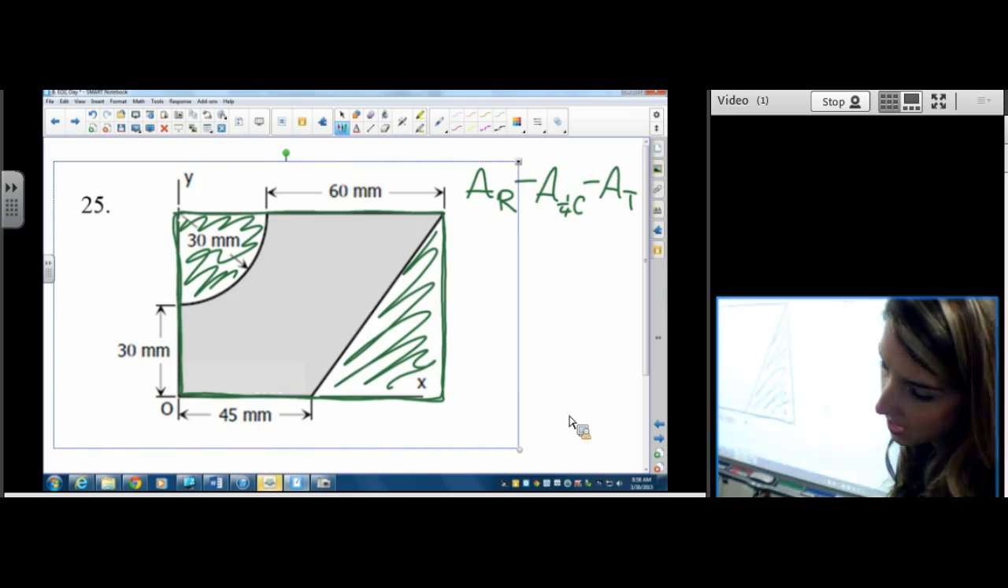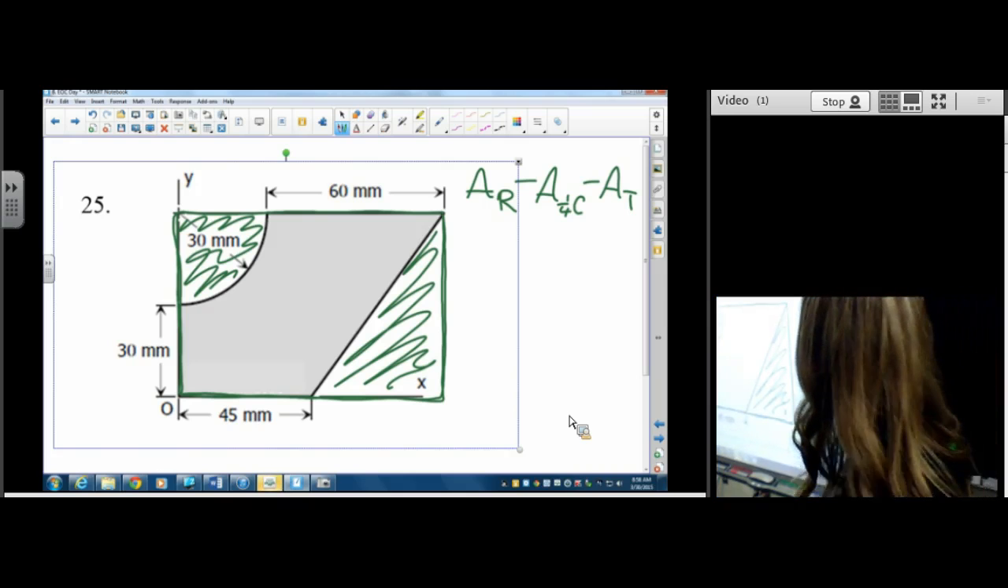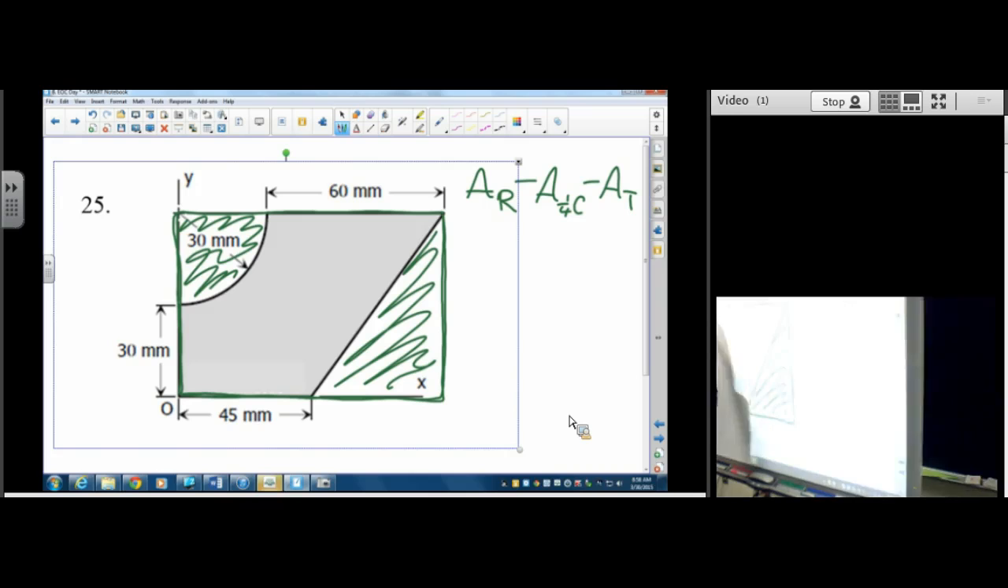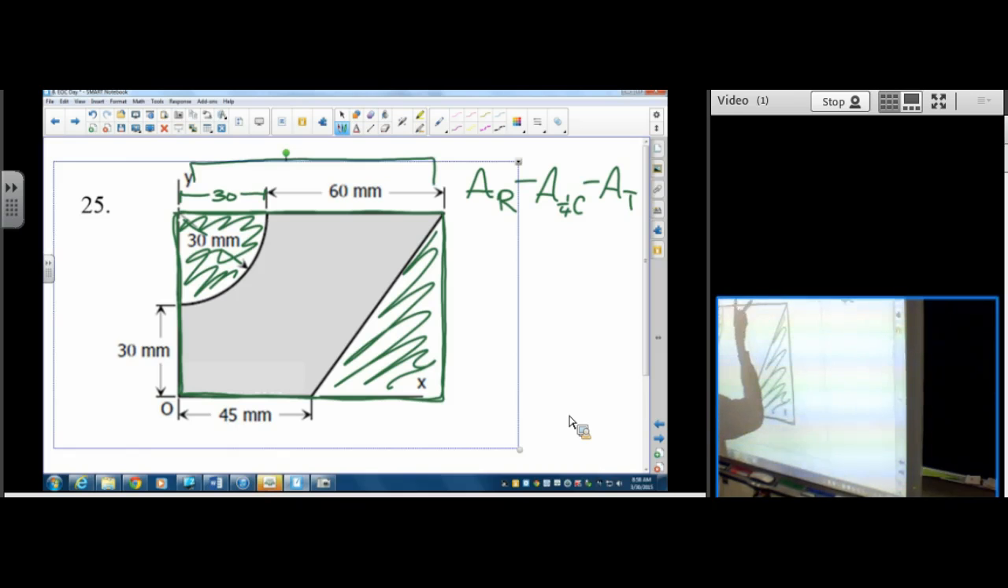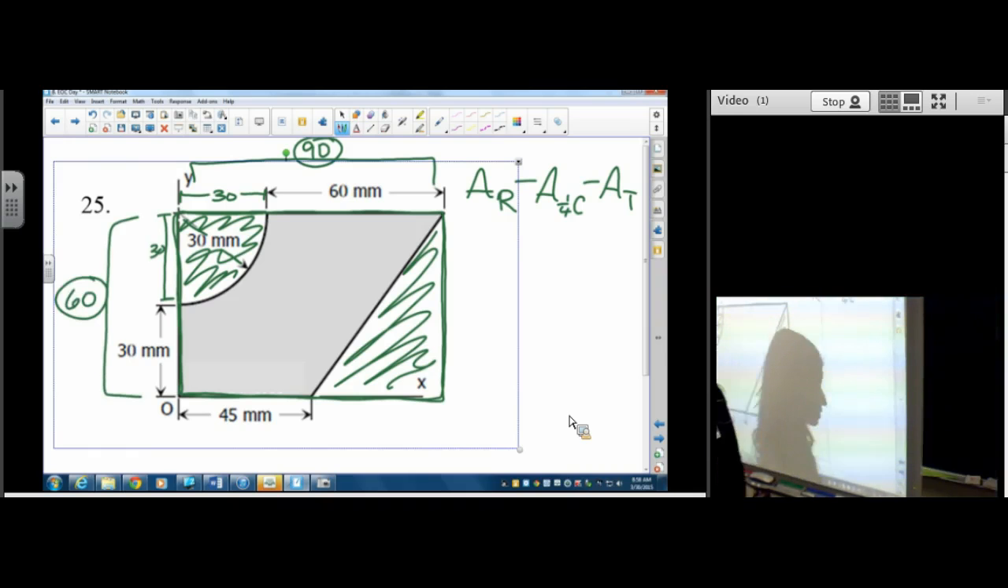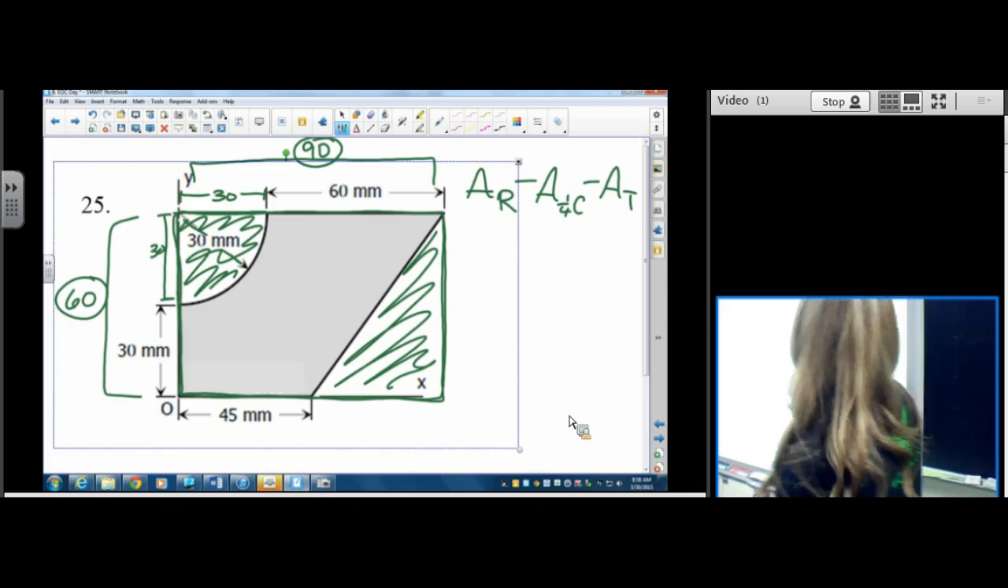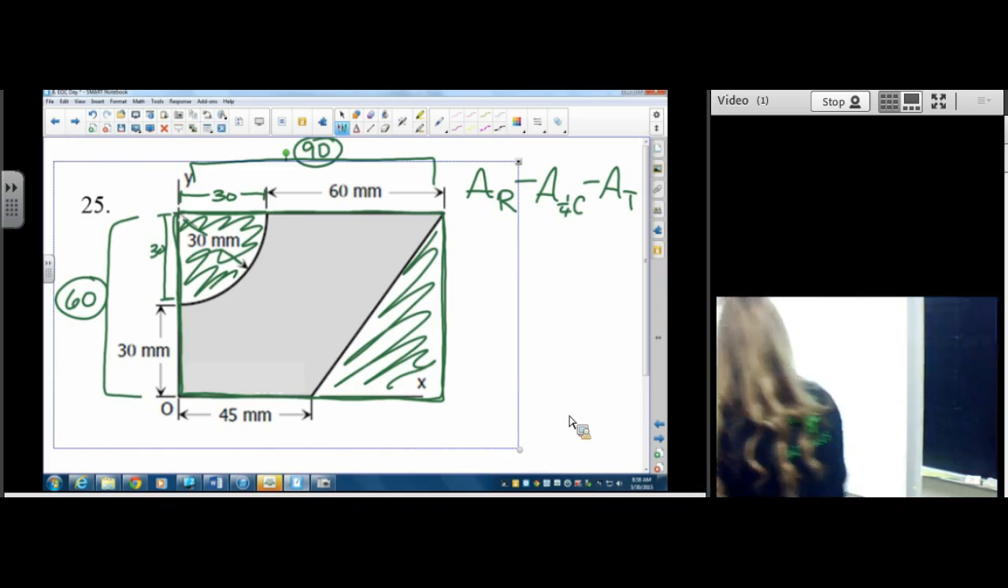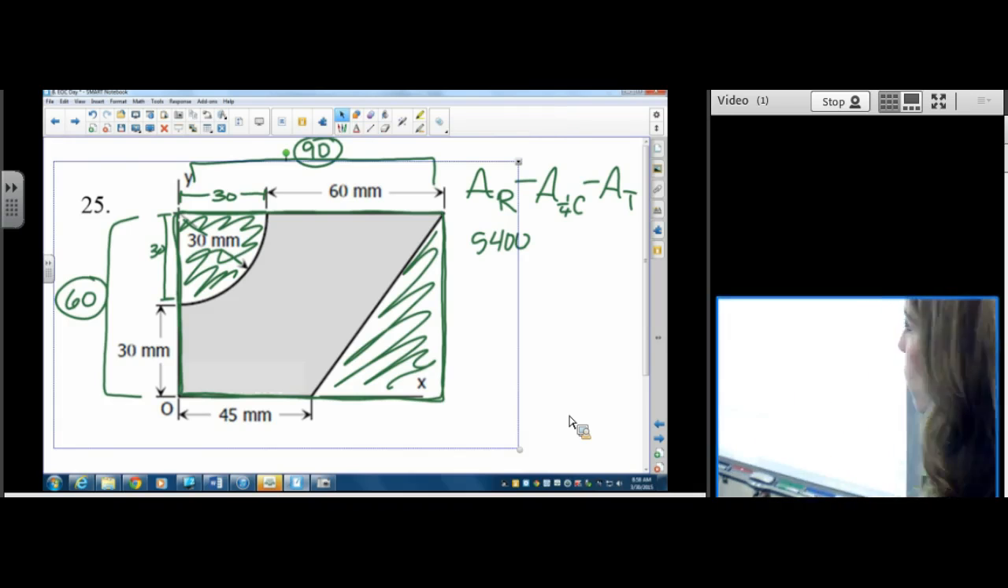So, let's find the area of the rectangle. If the radius is 30 here, then the radius is 30 here. Do you get where I got this 30 from? Because it's the radius of the circle. So this length, the base or the height or the width, whatever you want to call it, is 90. What about over here? Once again, the radius of the circle is still 30. So 30 plus 30 is 60. So that rectangle is 90 by 60, 5,400.